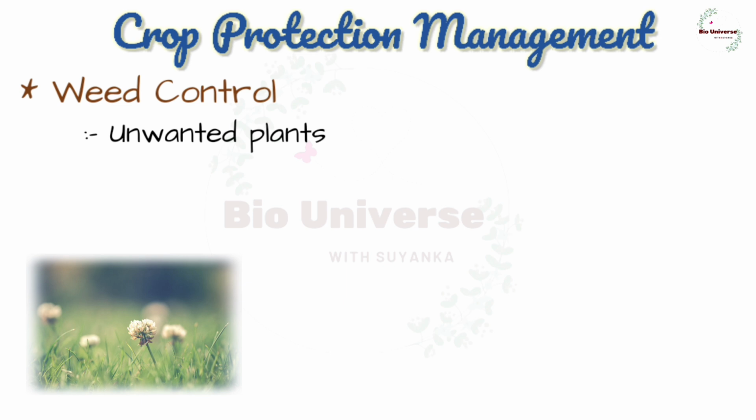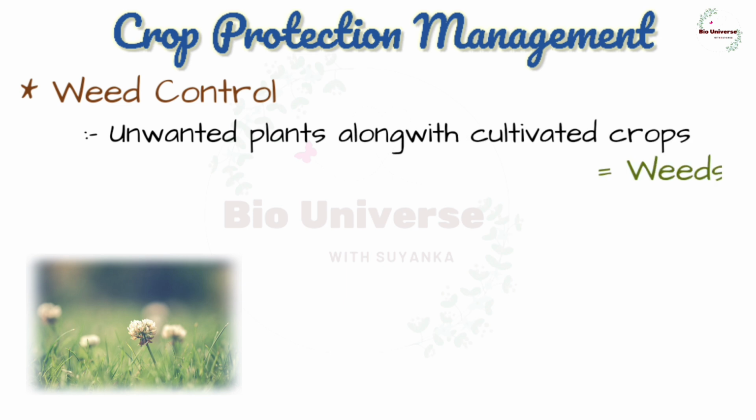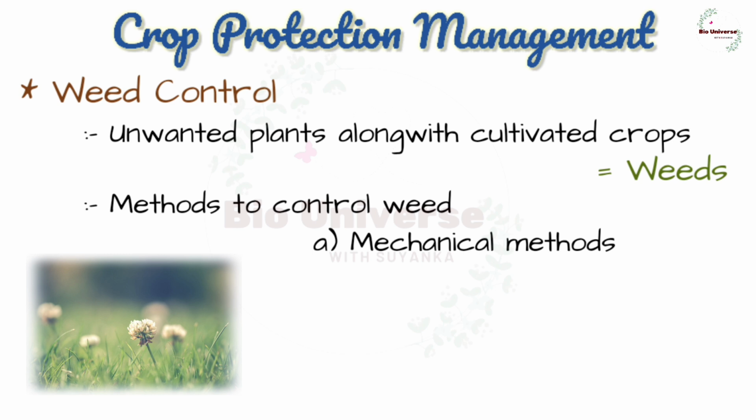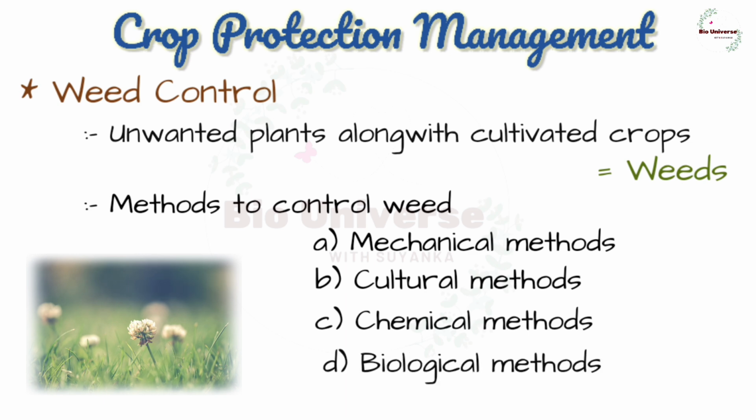Weed control. The unwanted plants which grow along with a cultivated crop are called weeds. It can be controlled by mechanical methods, which are removal of weeds by pulling them out with the hand, removal of weeds by using a trowel, that is khurpa, removal of weeds by ploughing, burning and flooding before sowing, removal of weeds by interculture, or by cultural methods like timely sowing of crops, proper seed bed preparation, intercropping or crop rotation, or by chemical methods or biological methods.